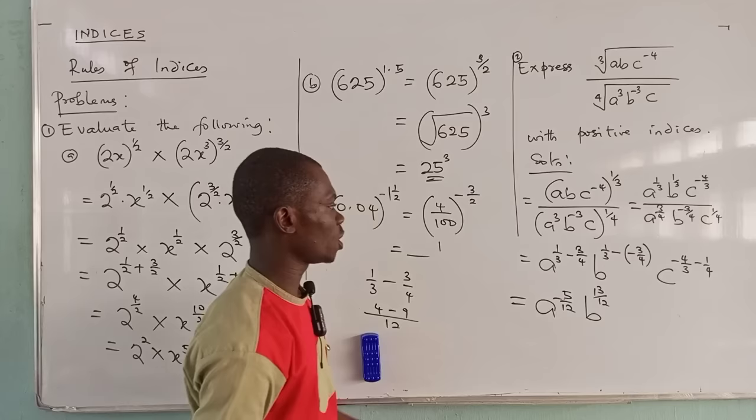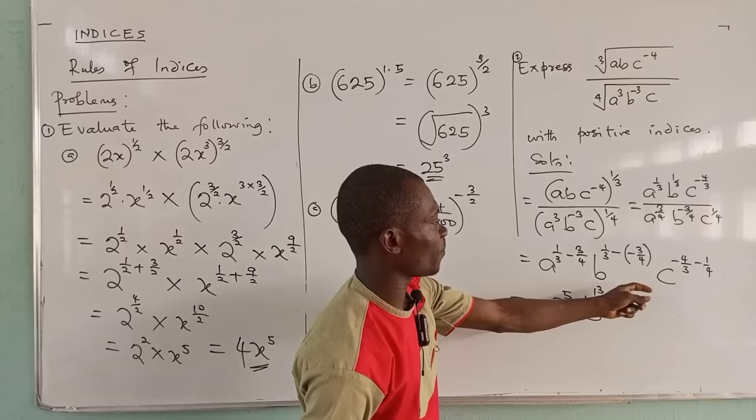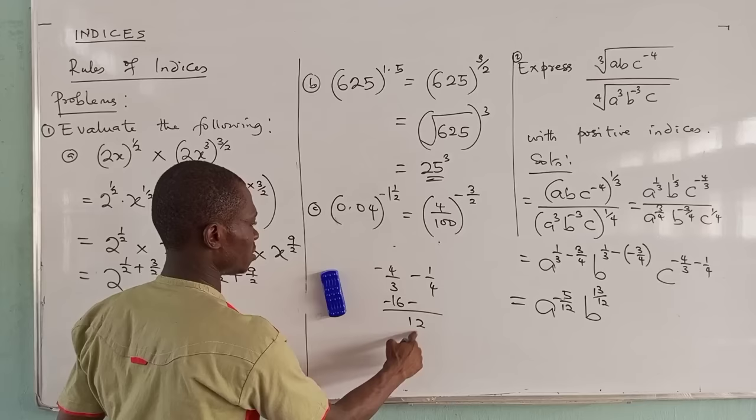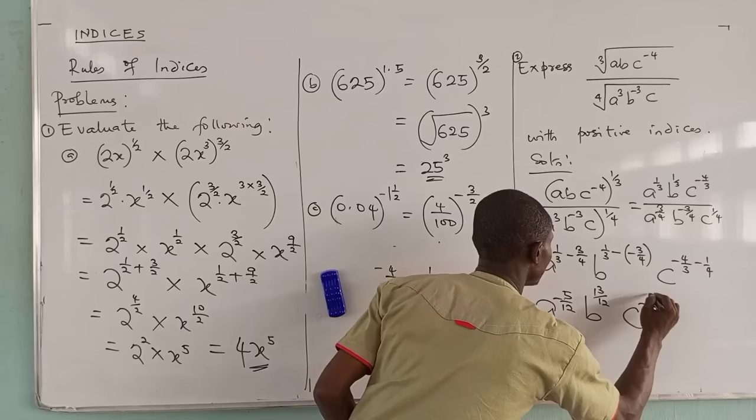Okay, so now, what about this one? We are going to have minus 4 over 3 minus 1 over 4. 12 is also the LCM. This is 4 minus 16. This is 3. And we have 3 there. That's minus 19 over 12. So we have C raised to power minus 19 over 12.